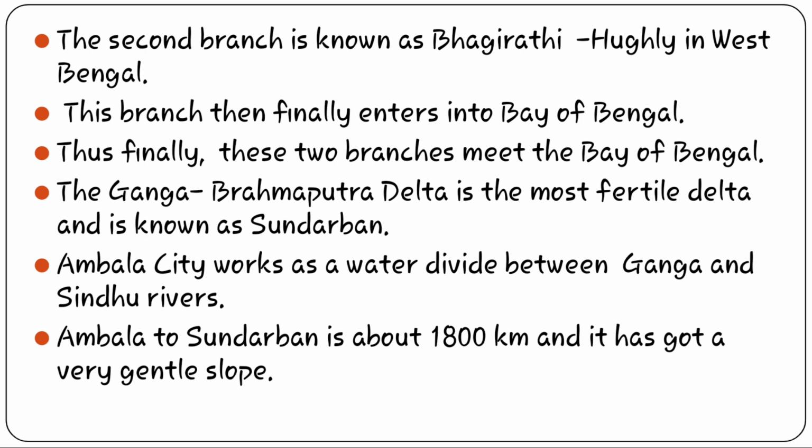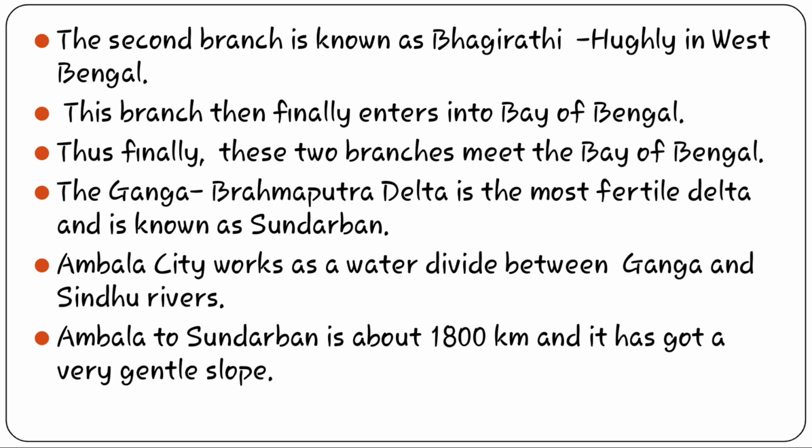The second branch is known as Bhagirathi Hooghly in West Bengal. This branch then finally enters into the Bay of Bengal. Thus finally, these two branches meet the Bay of Bengal. The Ganga-Brahmaputra delta is the most fertile delta and it is known as the Sundarban delta.